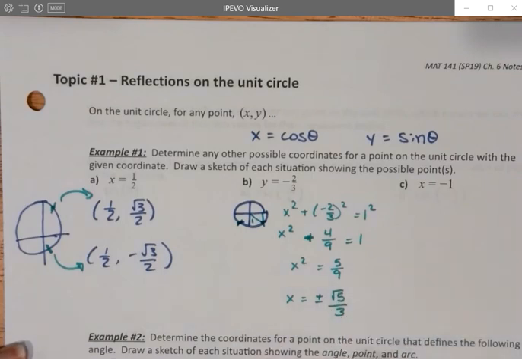So determine other possible coordinates. Those are the two other coordinates. If I could write the two ordered pairs, they will be negative square root of 5 over 3, comma negative 2/3, and square root of 5 over 3, comma negative 2/3.